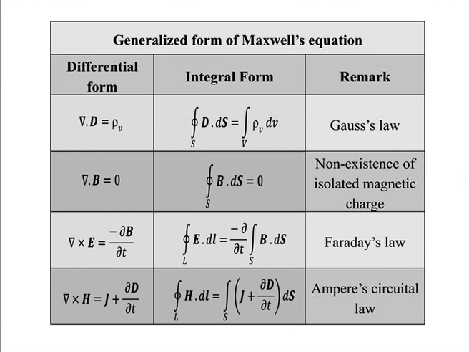The first equation, that is del dot D is equal to rho V, is Gauss's law. The second, del dot B is equal to 0, shows that an isolated magnetic charge cannot exist. The third, curl of E is equal to minus del B by del t, is Faraday's law. And the fourth Maxwell's equation, curl of H is equal to J plus del D by del t, is Ampere's circuital law, or rather the modified Ampere's circuital law.